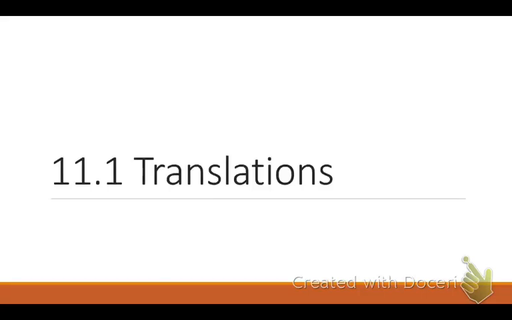Okay, so today we're starting chapter 11. This section is covering translations. We are skipping chapters 9 and 10 for now because they focus on geometry, and we need to make sure that we have enough time from now until the end of the school year to cover what you need to know for Algebra 1. That's my main focus, is to get you guys ready for Algebra 1 next year.